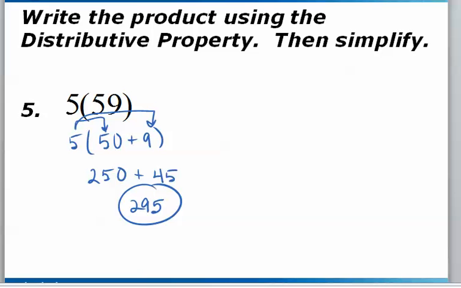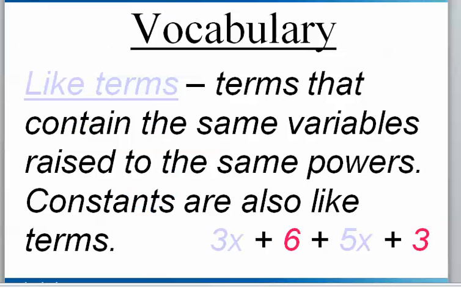Okay, this is where we left off. In this part right here, we have like terms. Like terms are things that contain the same variables and they're raised to the same powers. Constants are also like terms.